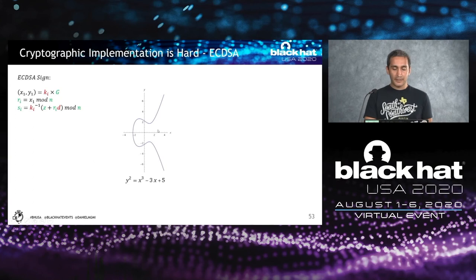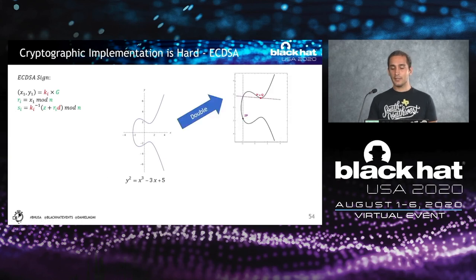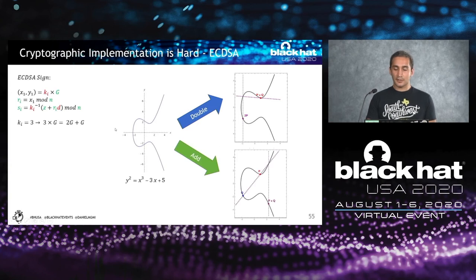For elliptic curves, we have a curve. This is called the elliptic curve, and it's defined to be a secure curve. Then we have two primitive operations. One operation is called double: after we double a point, we get another point on the same curve. Another operation is called add: we add two points together, pass a line through these two points, and we get another point, mirrored down there.